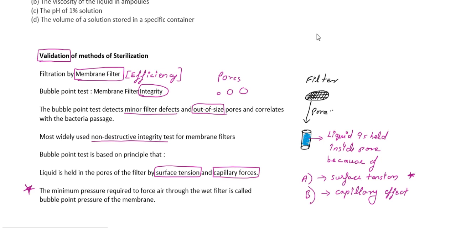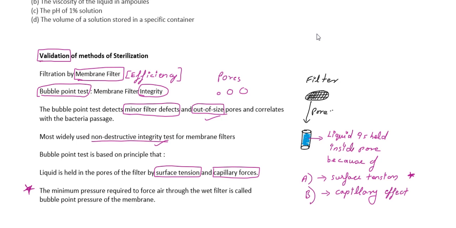The bubble point test gives us an idea about the membrane integrity, and it is also a validation method. You'll be able to determine various minor defects in the filters, such as out-of-size pores. This is actually a non-destructive method for the determination of membrane filter integrity.